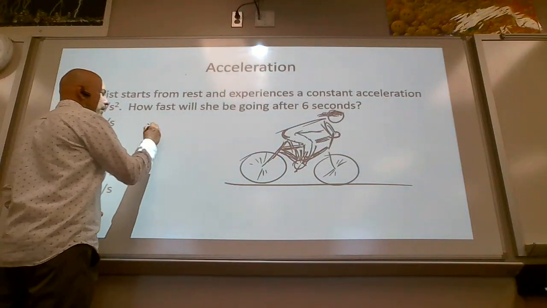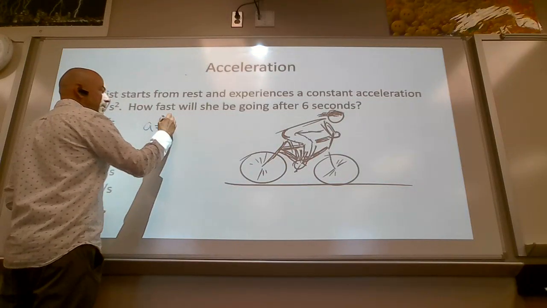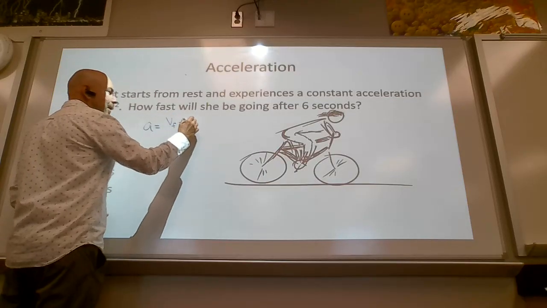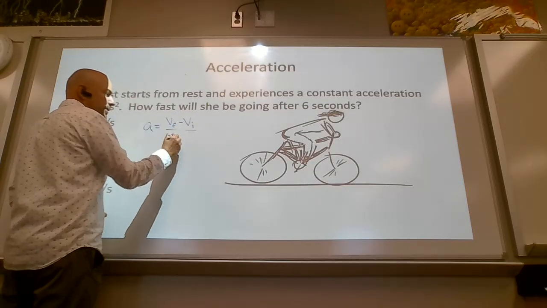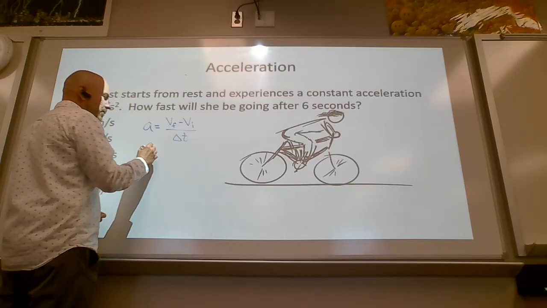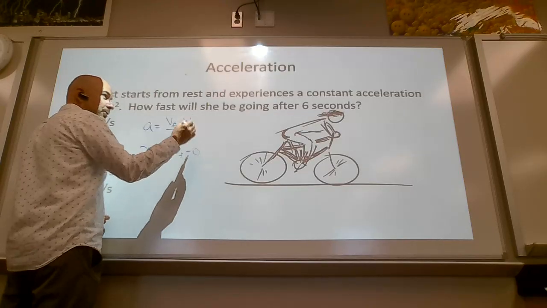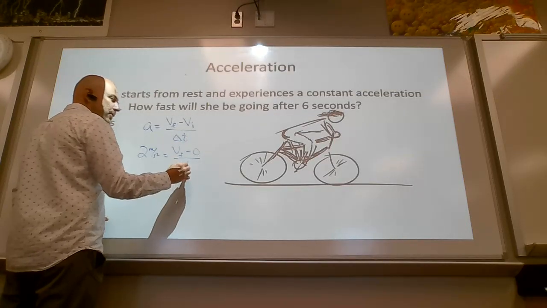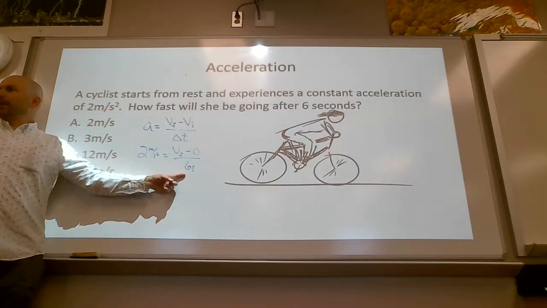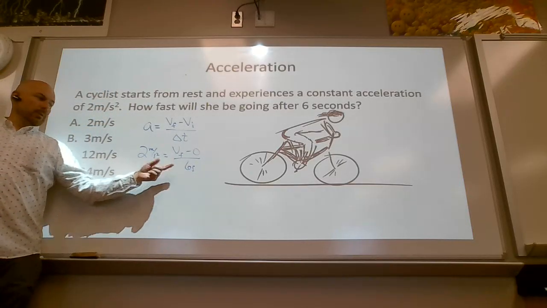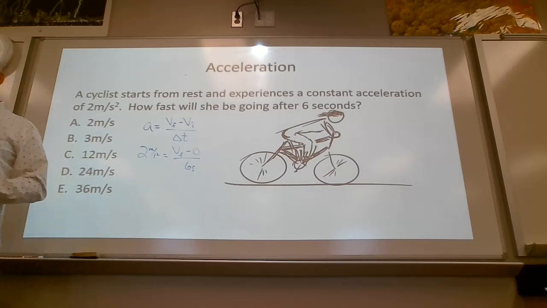Mathematically, you have this equation. Final velocity minus initial velocity, that's change in velocity over the time interval. 2 meters per second squared is equal to final velocity, what you're looking for, minus 0, because she started at rest, over 6 seconds. So you can find that by going 2 times 6 gets you 12. Good? Okay. You need to be familiar with being able to do it conceptually and mathematically.